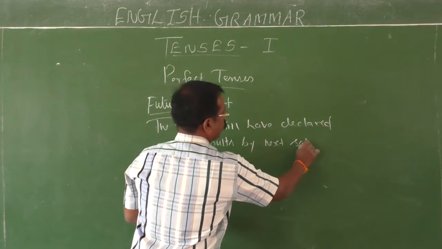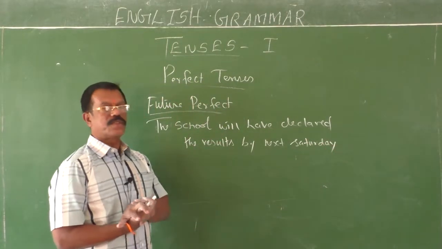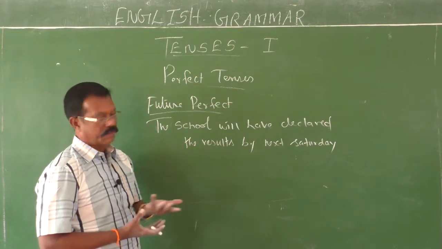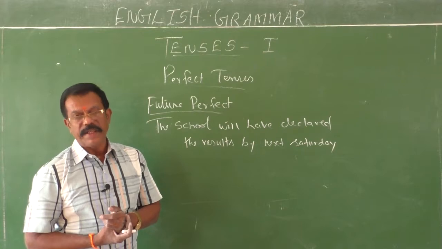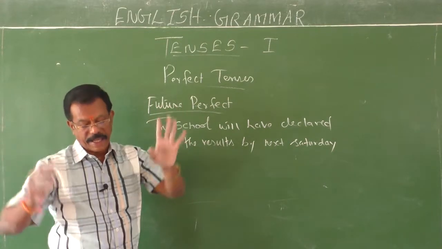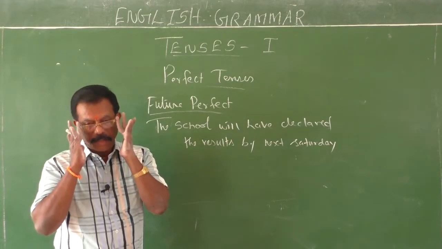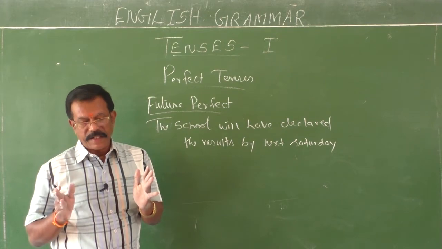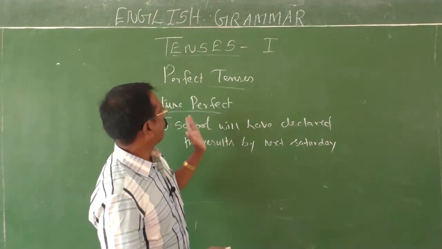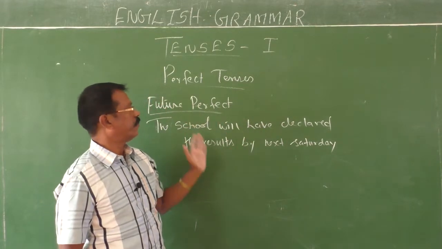Okay. So this example sentence will help you to understand this future perfect well. The school will have declared the result by next Saturday. Here what does it mean? We use it to express the speaker's belief that something has happened. So this tense is used to express an action completed before a given moment in the future. Okay. So the perfect tenses: present perfect, past perfect and then future perfect.